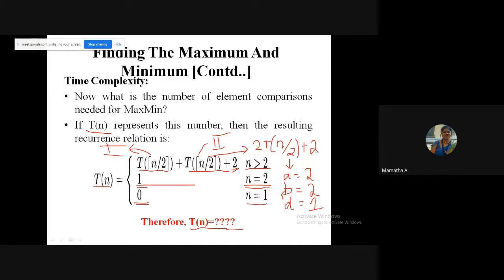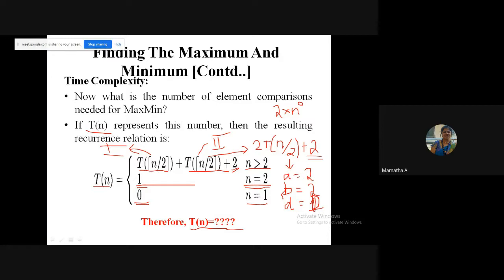2 means I should express 2 in terms of n. So 2 into n to the power 0. 2 or 0? It is a constant. If you have to represent a constant in terms of n, I can write 2 into n power 0. Yeah, D is 0.